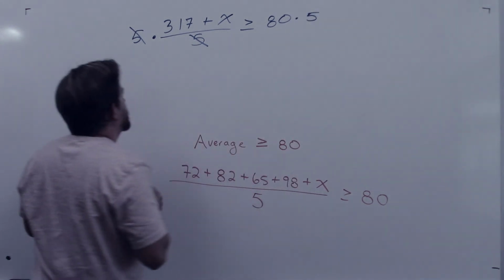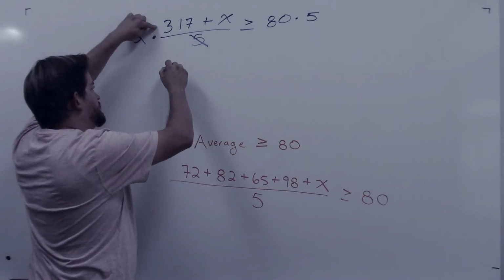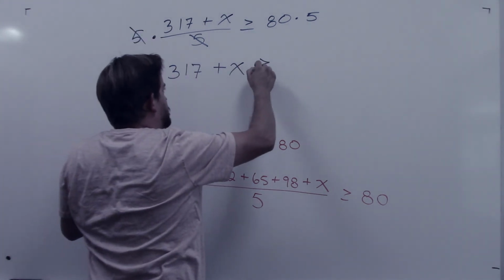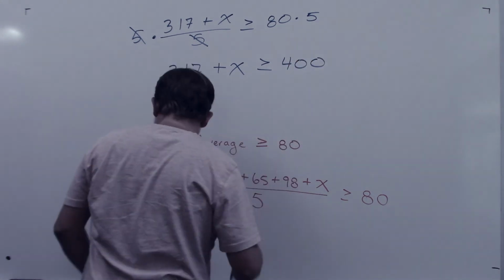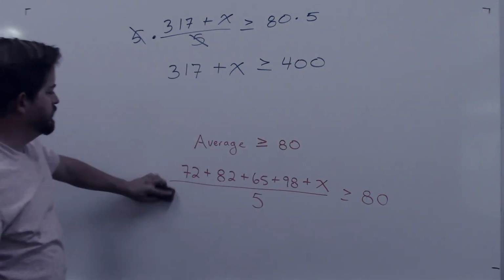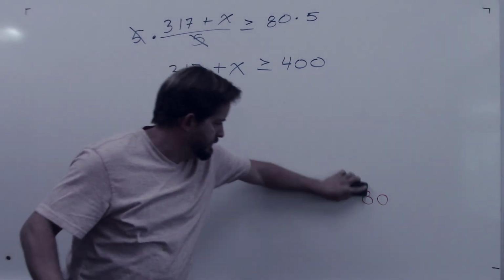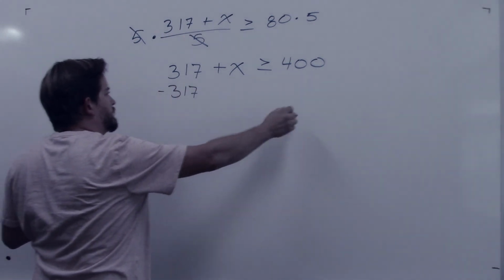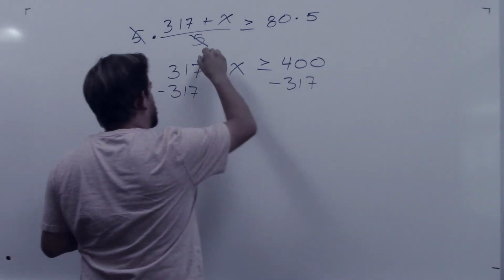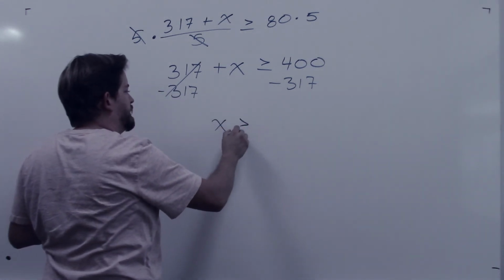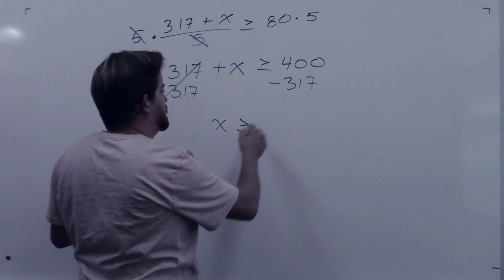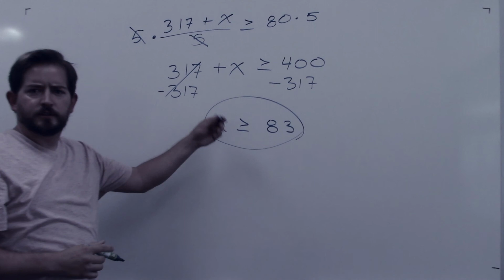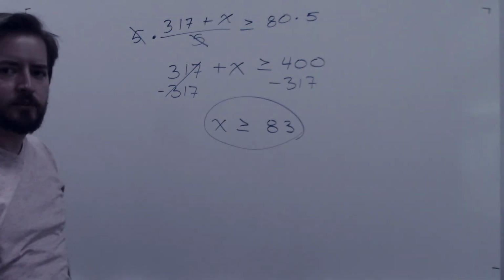So that gives me 317 plus x on the left, greater than or equal to 400, right? And then I use my addition principle, once again, subtract 317 from both sides. x is left, it's greater than or equal to 83. So Albert or Alfred or whoever this was has to score an 83 or better.